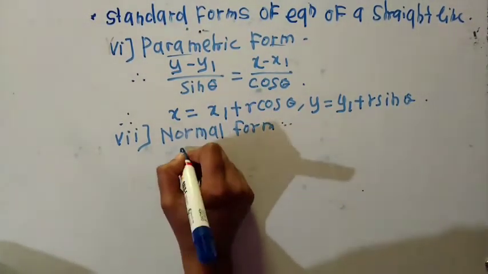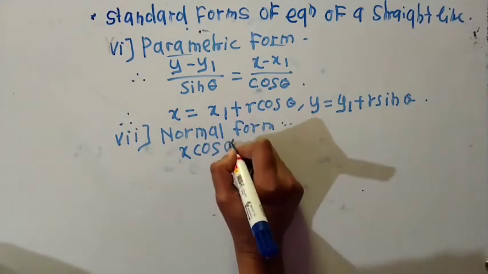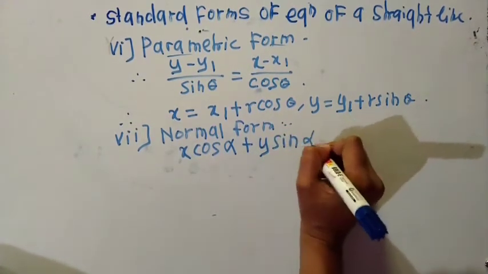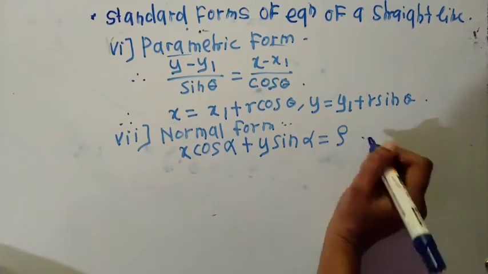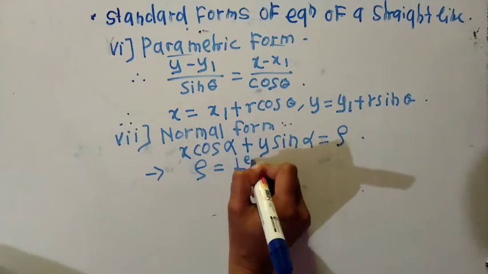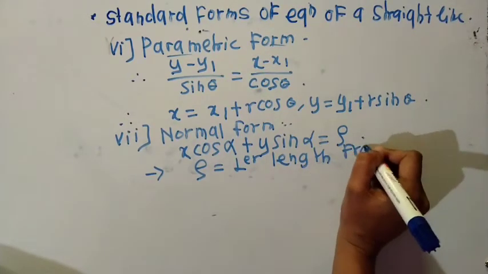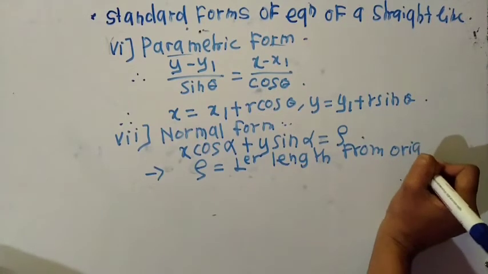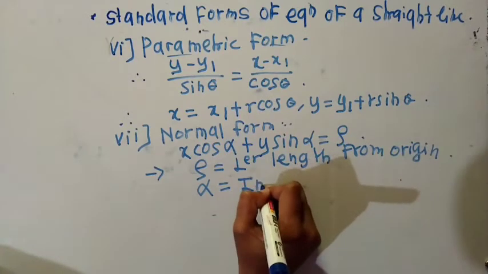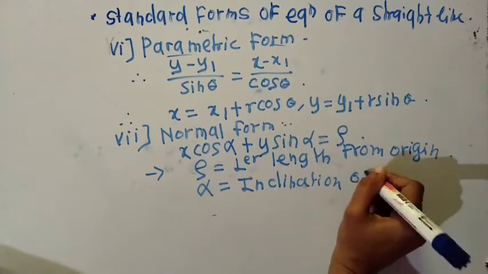Then we give the normal form. Equation of line in normal form is x cos alpha plus y sin alpha is equal to rho. Here rho is equal to the perpendicular length from origin and alpha is equal to the inclination of the perpendicular.